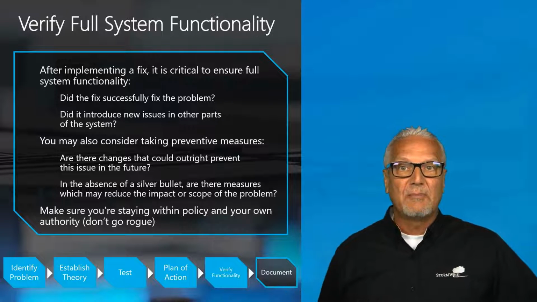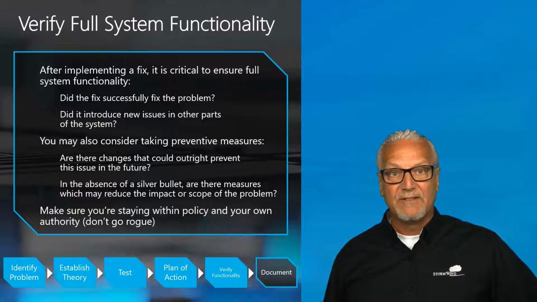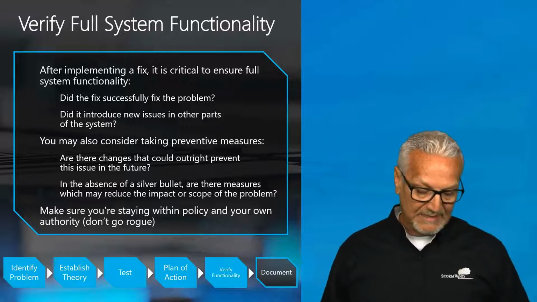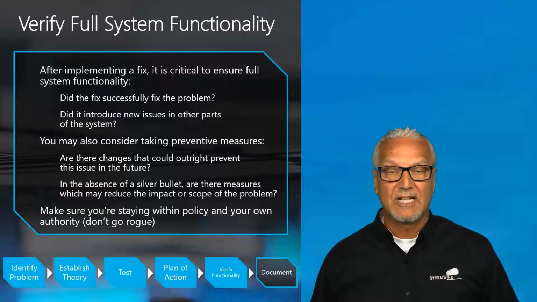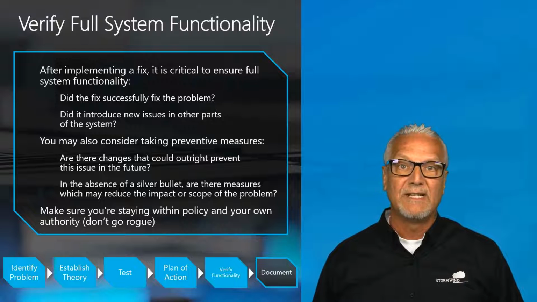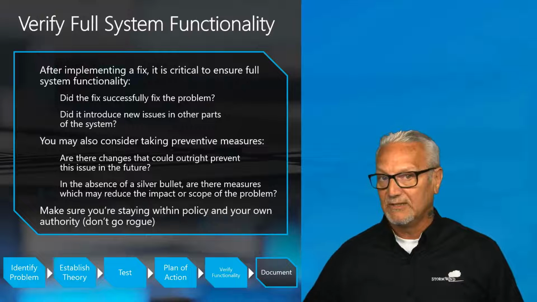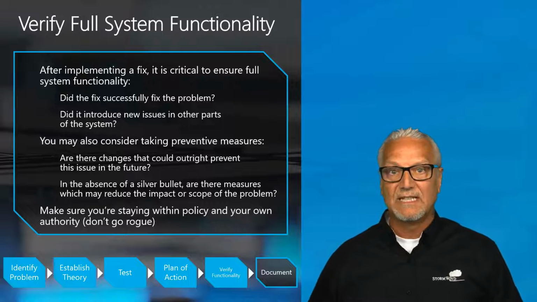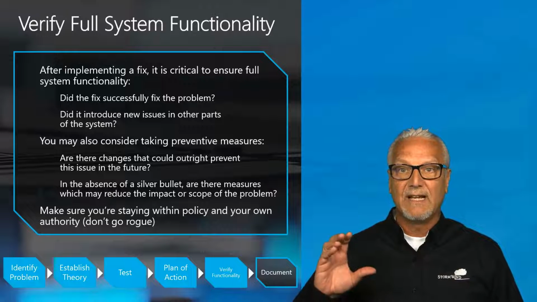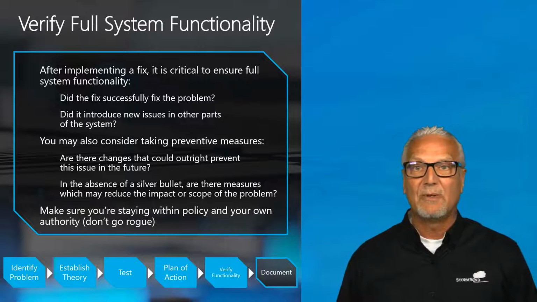And this is also a place on verifying system functionality where you may have identified preventative measures to prevent this from happening again. This is where you would say, hey, in the future, to avoid this, I suggest as an organization we implement the following policies, and let the user know, hey, don't do this, don't do this, don't do this, because that's what we can do to avoid the issue. You definitely want to help in the future to reduce the scope of the issue.